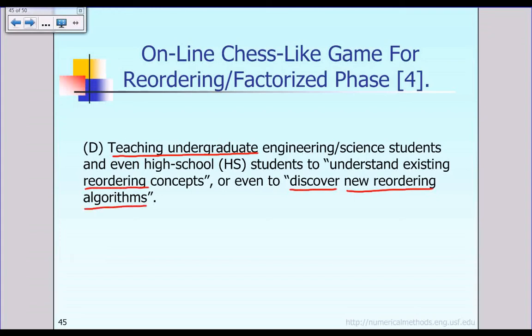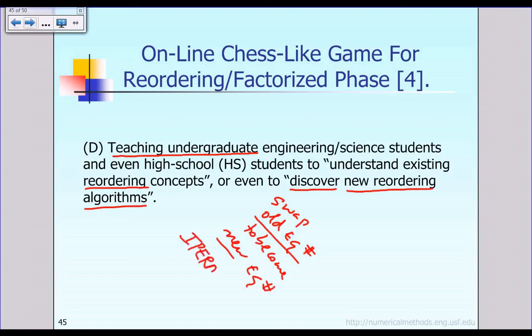The reason you can discover the new reordering is because when you swap, let's say, a certain old equation number to become the new equation number, that process is equivalent to getting the integer array iperm mapping that I talked to you about earlier. If you swap it properly, then your new matrix A star, when you factorize it, will have a lot less fill-in term.